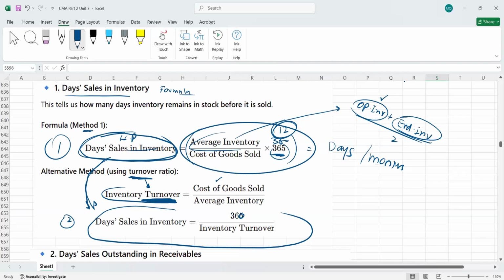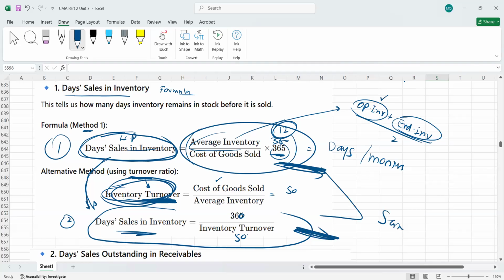365 or 360 divided by inventory turnover. Like the answer of this ratio, for example, if it was 50 times, you will divide 360 by 50 times. So you will get what? Days sales in inventory. Either you use this formula or that formula, it should give you the same answer.